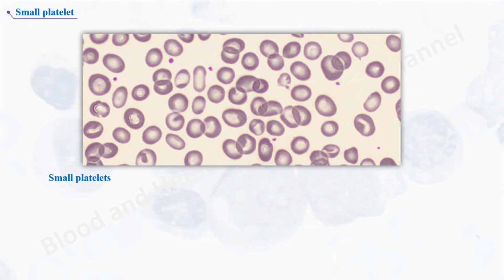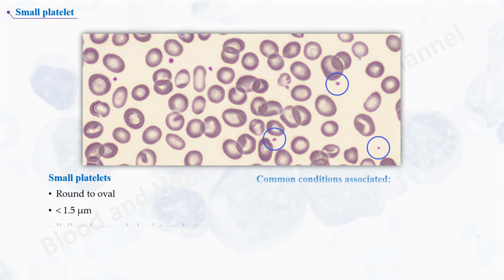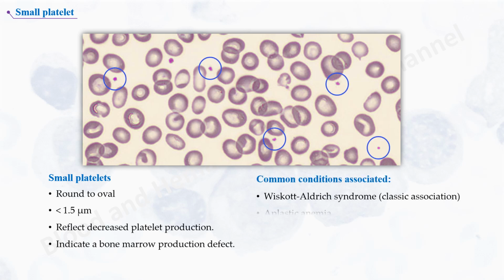Small platelets are round to oval and much smaller than normal platelets. They reflect decreased platelet production and a bone marrow production defect.